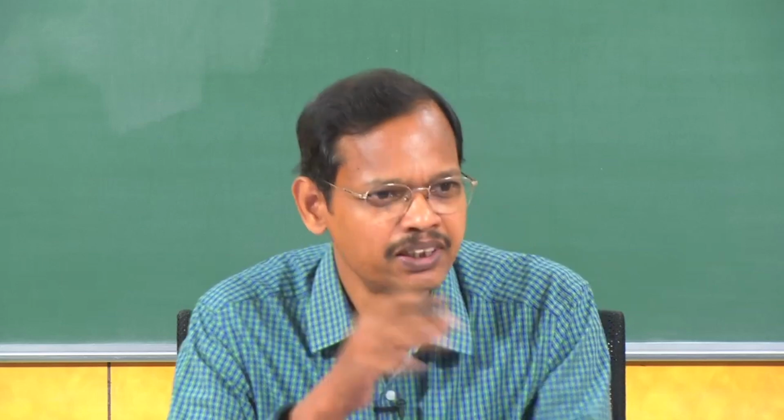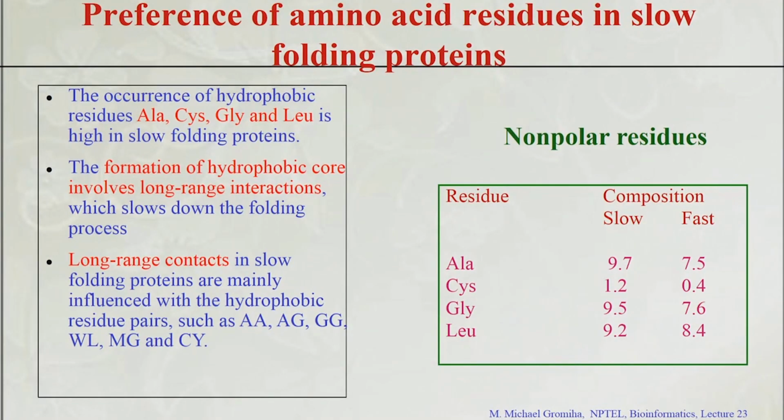Hydrophobic residues, right. Then about the long range contacts made by these residues, this is what we did. There is a higher occurrence of alanine, cysteine, glycine and leucine. These residues predominantly occur in the slow folding proteins rather than fast folding proteins. For example, for cysteine there is 3 times the occurrence, and here also you can see the difference in the case of slow folding proteins. Then the formation of this hydrophobic core involves long range interactions, and this is how it slows down the folding process.